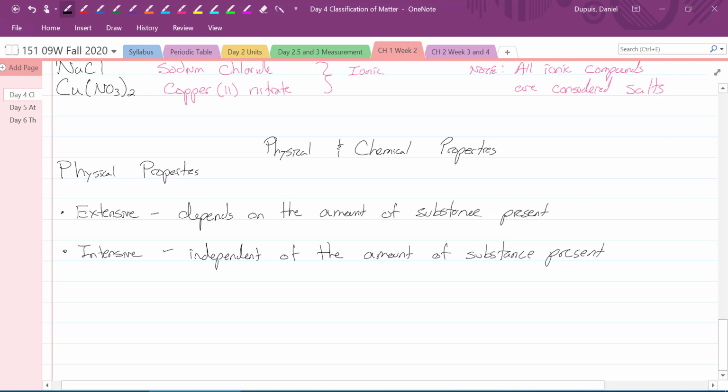So what are some of these properties? Well, extensive would be like mass, volume, temperature. Some intensive ones would be like melting point, boiling point, color, density.